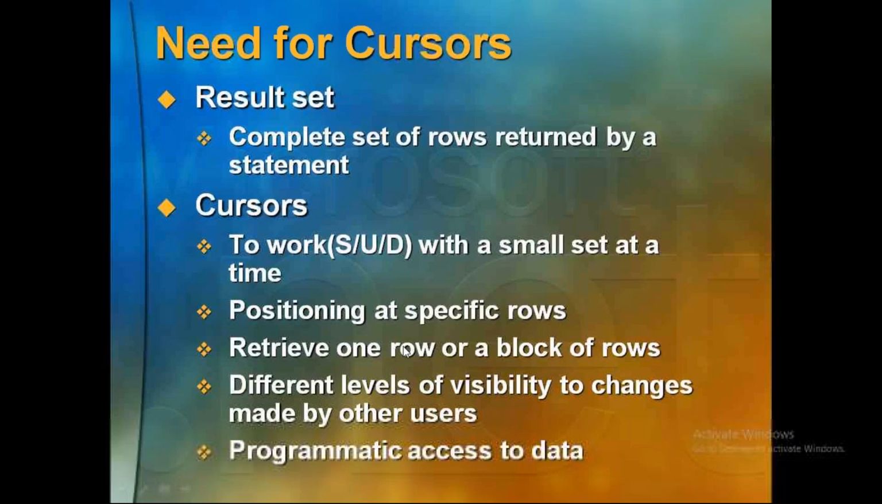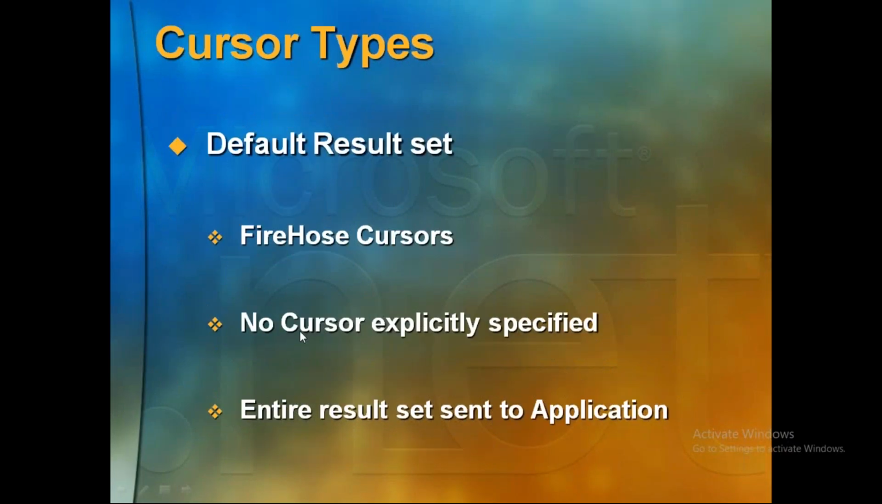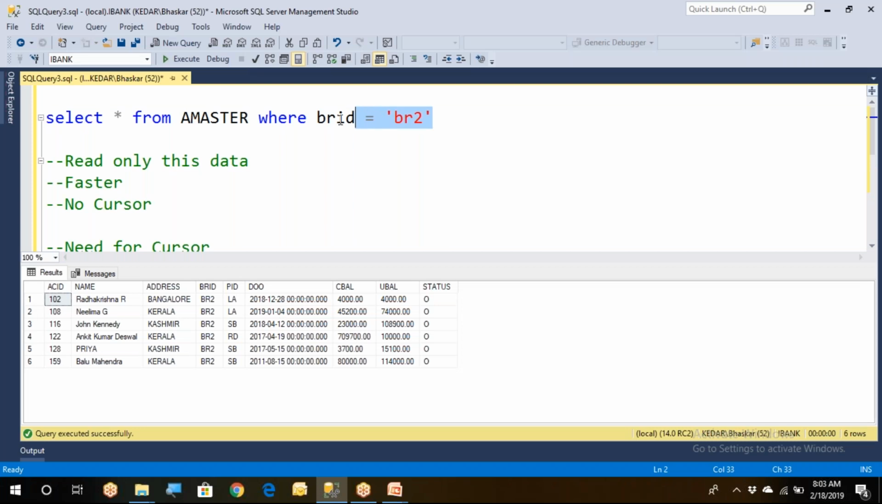Now, the default result set, fire hose cursors: no cursors are explicitly specified, and the entire result set is sent to the application. So this is what is called the default result set. This query is called a no cursor, or people will say it has a fire hose cursor. Fire hose cursor means there is no cursor there. You will not be able to point to anything here. So no cursor is equivalent to fire hose cursor.